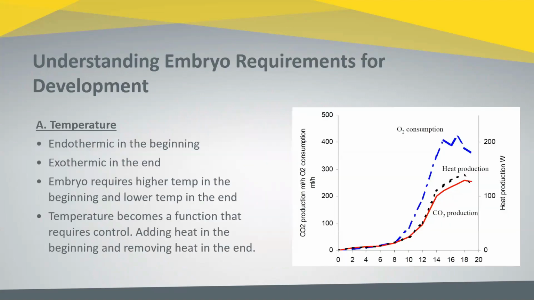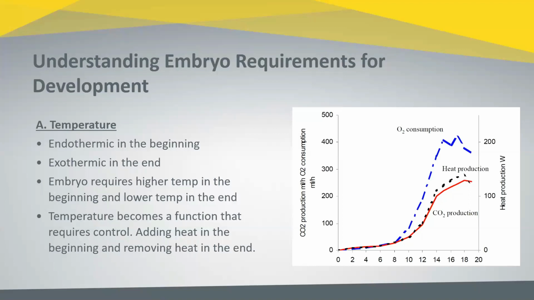To begin with, temperature. We recognize that during embryonic development, the egg in the beginning is endothermic, meaning it requires heat in order to get up to incubation temperature. Next, it transitions into exothermic, and therefore it is producing more heat than the embryo needs in order to continue development.